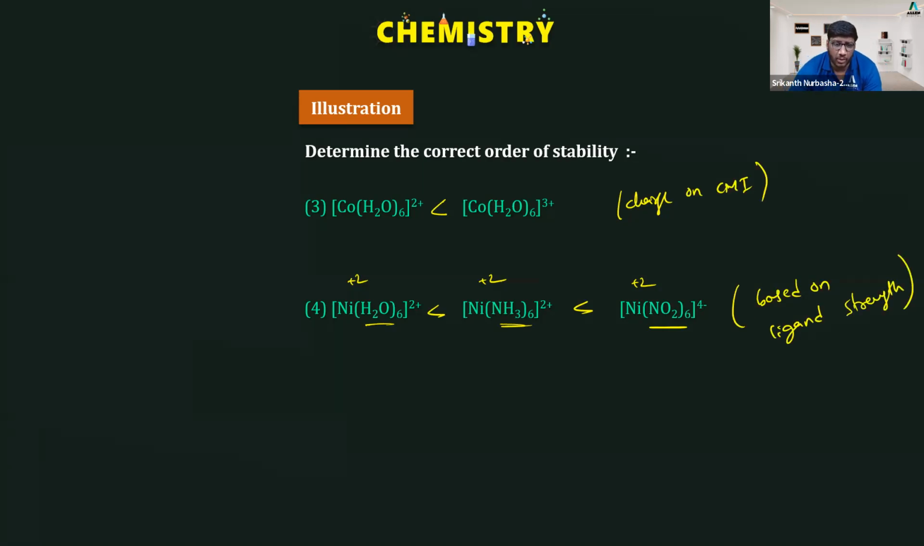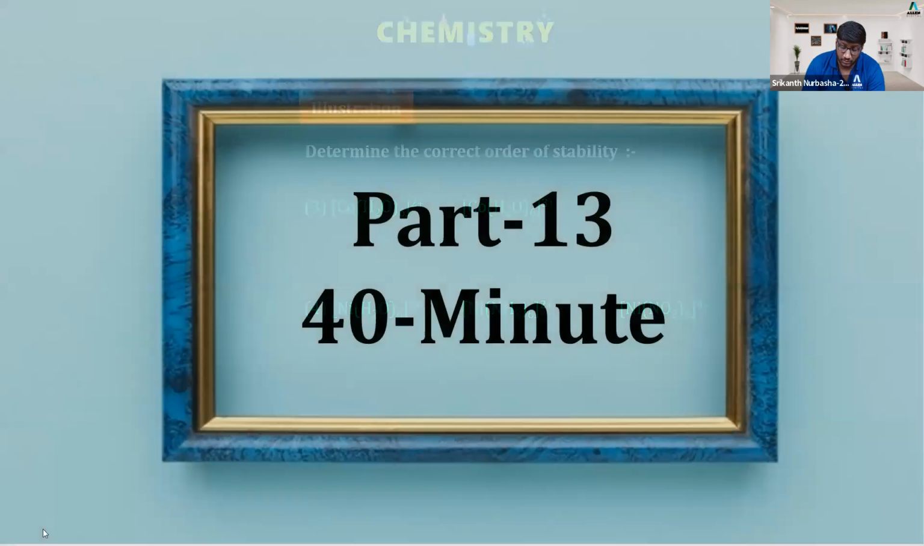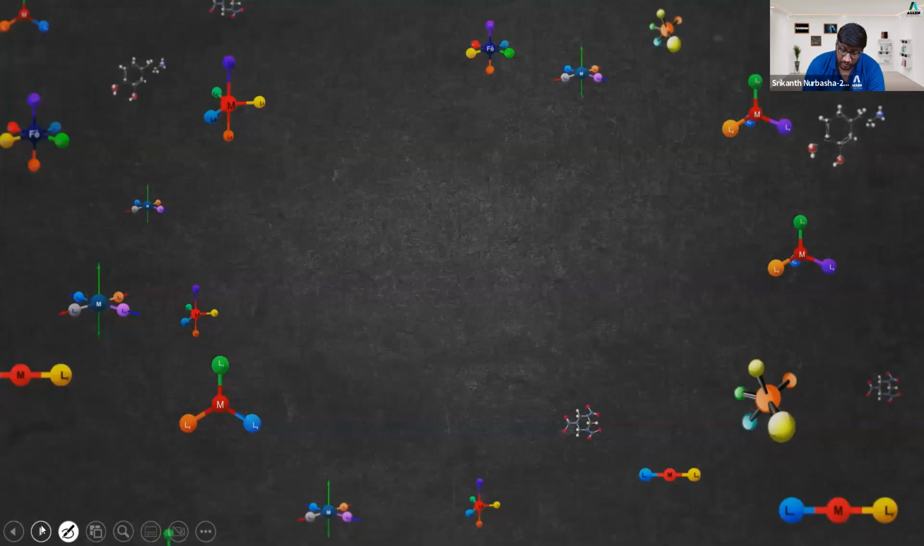Got it now, students? How to compare the spectrochemical series orders with respect to stabilities, or chelation rings with respect to stabilities, charge on central metal ions. So let us proceed then.